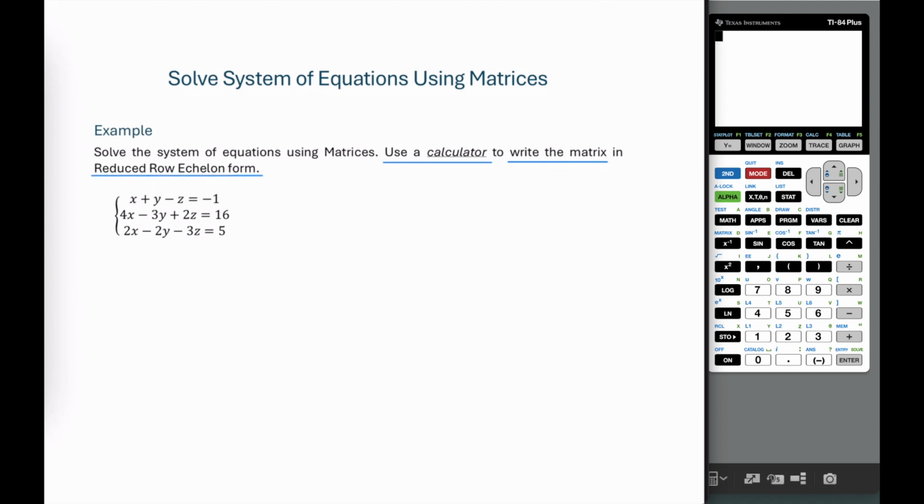Using the calculator to get it into reduced row echelon form is a huge shortcut that takes a lot less time than algebraically performing those row operations.